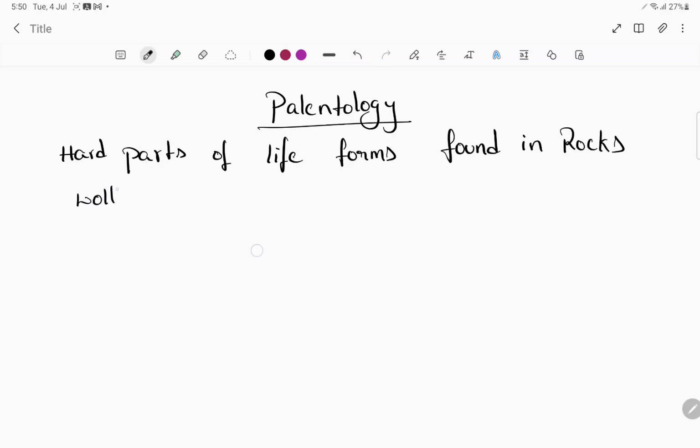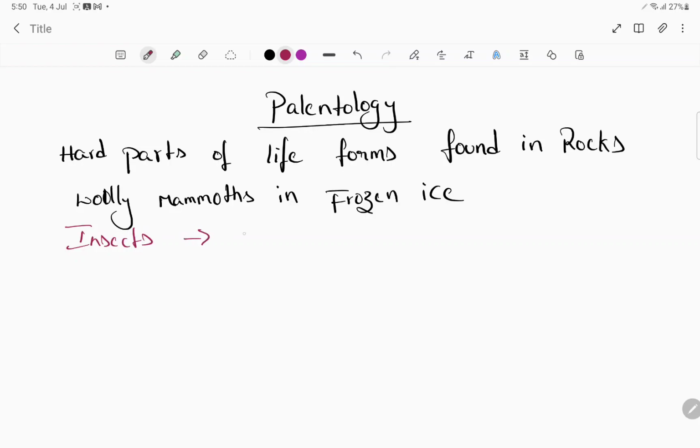If you see the movie Jurassic Park, you can see the mosquito trapped or encased in amber. Woolly mammoth in ice. Insects encased in amber. Hard parts: bone, teeth, petrified remains as casts and molds. Impressions: leaf impressions, feather impressions, footprints, coprolites, which means fossil excreta of animals. So these are all the fossils.